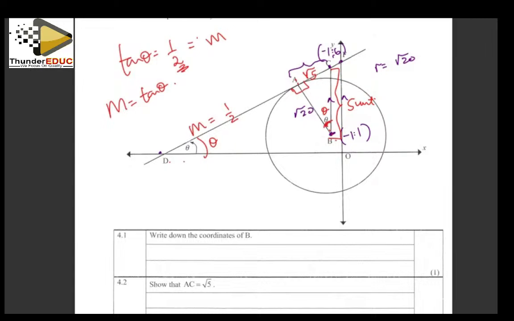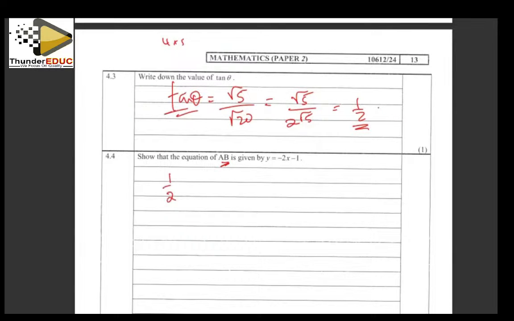These two lines are perpendicular, which means the products of the gradients must give us -1. So I'm going to say a half multiplied by the gradient of AB must give us -1. So the gradient of AB becomes -2.